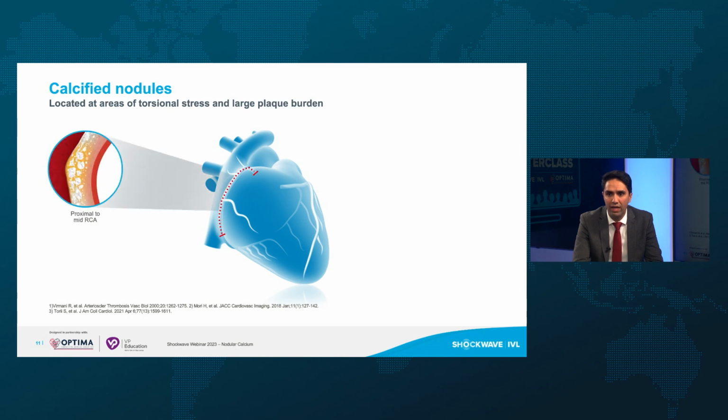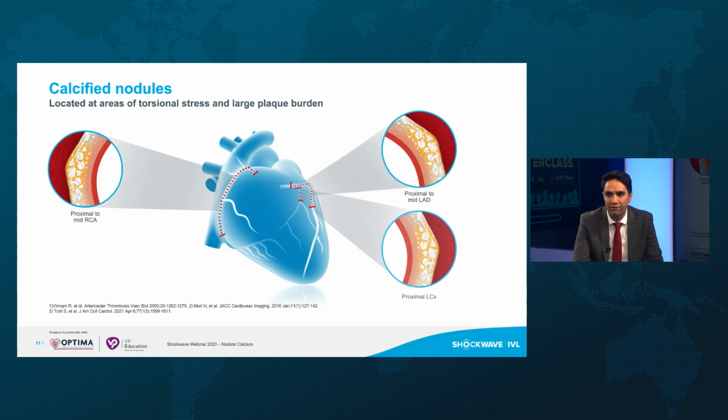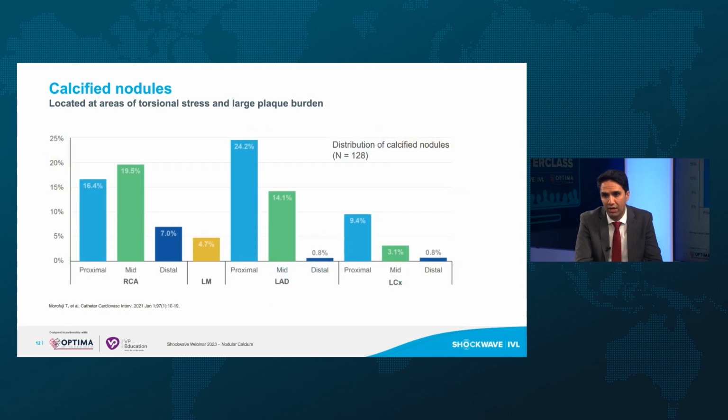We know that they're located at areas of torsional stress and large plaque burden. That's the proximal or mid-right coronary, the proximal to mid-left anterior descending, and the proximal circumflex. This proximal disease is a characteristic that is fundamental of the large blood vessel size, which allows a large accumulation of lipid. The large accumulation of lipid acts like a nidus for necrotic core, and that necrotic core actually acts as a nidus for the formation of calcified nodules and calcium in its own.